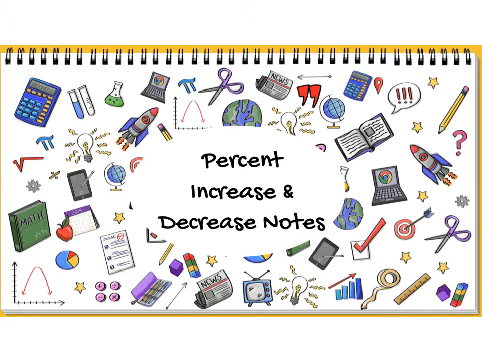Or you have a percent decrease, like when you go to buy clothing or a video game, whatever you're going to buy. If it's on sale or you have a 20% off coupon, you have a percent decrease of 20%. Okay, so we're going to look at how to solve those problems.